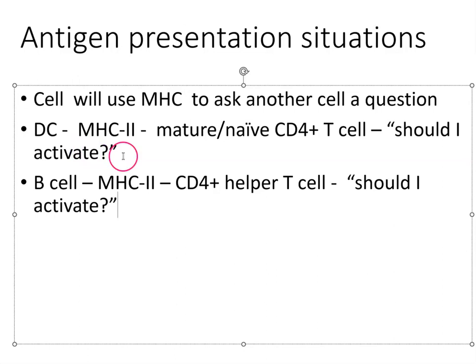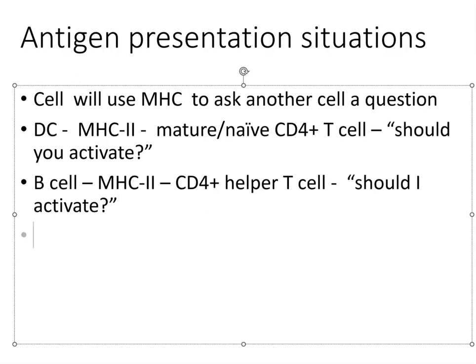I screwed this up. Where is the error in what I put up here? It's here. The question that a dendritic cell asks a T cell is, should you activate? Sorry, I got that wrong. But the question a B cell asks a helper T cell is, should I activate?